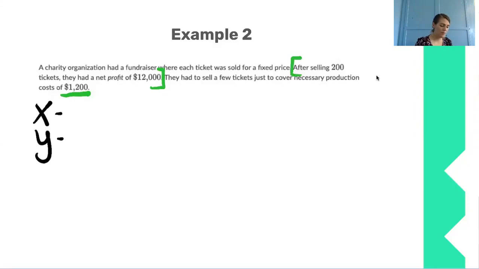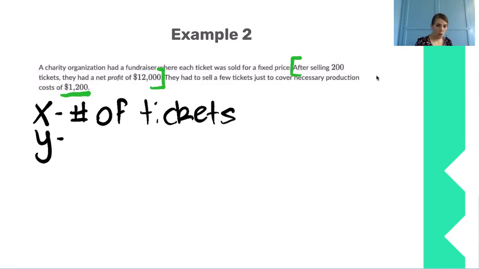and my Y. So my X is my number of tickets. We are selling tickets. That's what we're doing. Our Y is the profit, or the money.